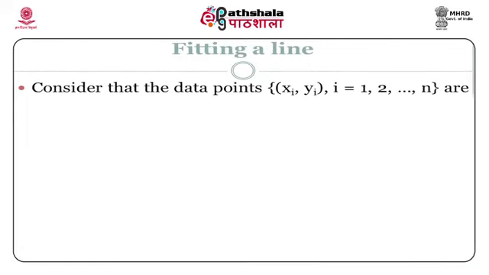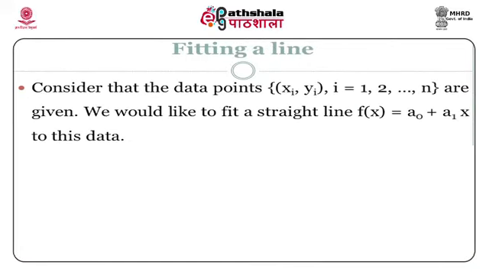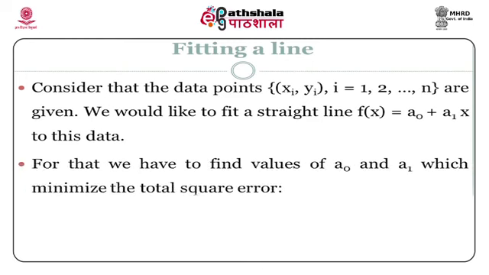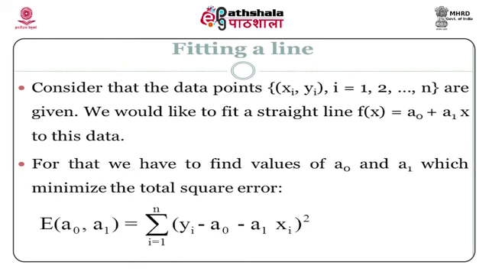Again, consider the data points (xi, yi), i equal to 1 to n, are given. We would like to fit a straight line f(x) equal to a0 plus a1x to this data. So we are talking about fitting a first degree polynomial or a linear function. For that, we have to find the values of a0, a1 which will minimize the total square error, which is given by E(a0, a1) equal to sum over i equal to 1 to n of (yi minus a0 minus a1 into xi) whole square.